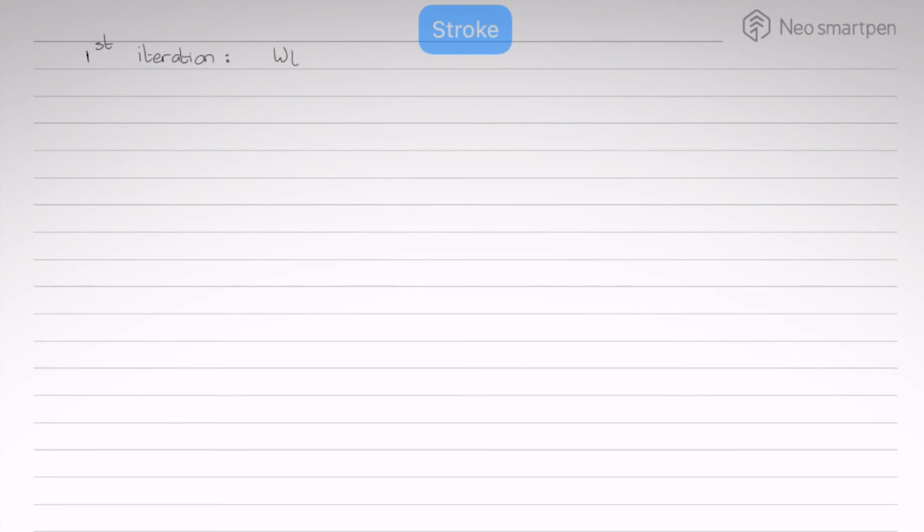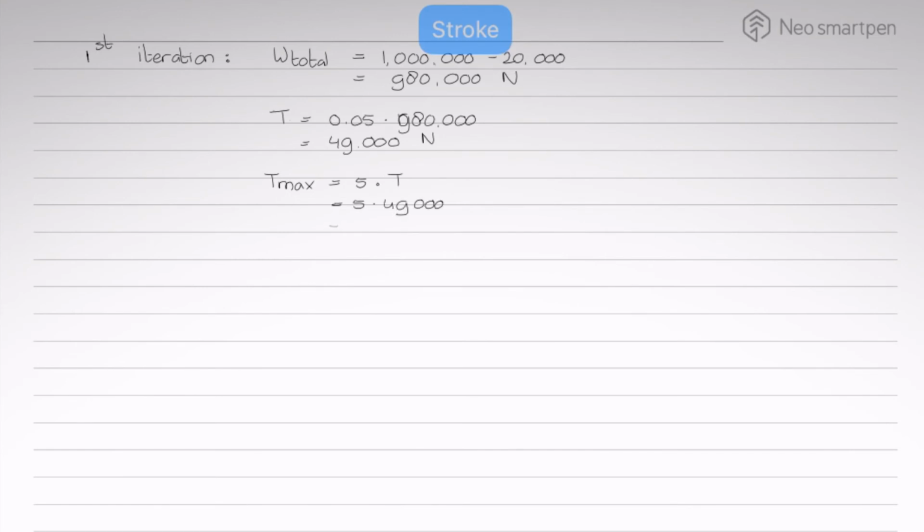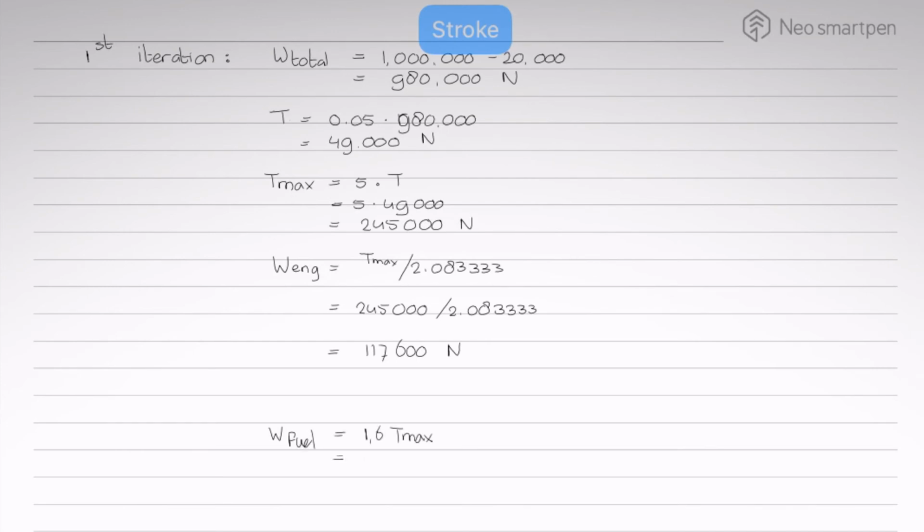The weight is reduced by 2,000 kilograms or 20,000 newtons. Hence, our new total weight is 1 million minus 20,000, which is 980,000 newtons. The thrust now becomes 0.05 times 980,000, which is 49,000 newtons, and the maximum thrust at 5 times the thrust in cruise becomes 245,000 newtons. The new engine weight follows from dividing Tmax by 2.083333, which gives you 117,600 newtons, and the new fuel weight is 1.6 times the maximum thrust, equals 1.6 times 245,000, giving you 392,000 newtons.